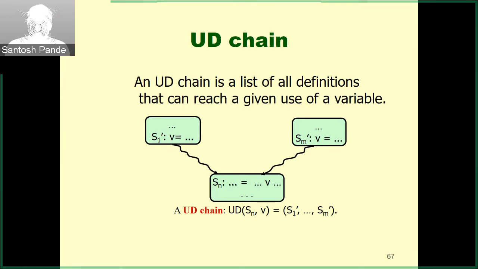The question is this, though: if you have A is equal to B in S1 dash and A is equal to B in SM dash, is it okay to simply get rid of A from SN and substitute it by B? We did this for constants. Is this safe for copies? That's the question. Anybody?